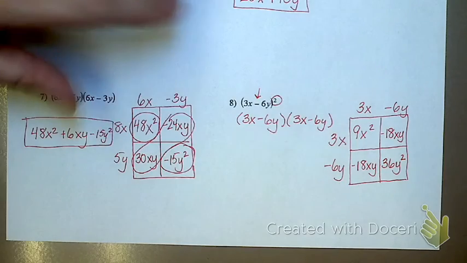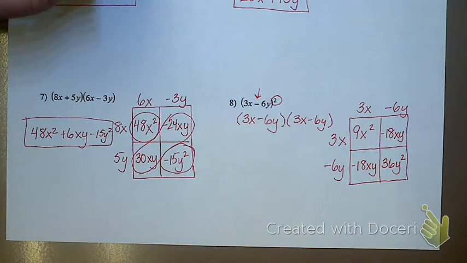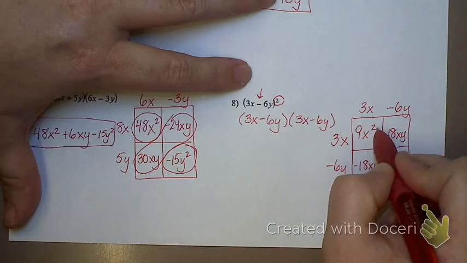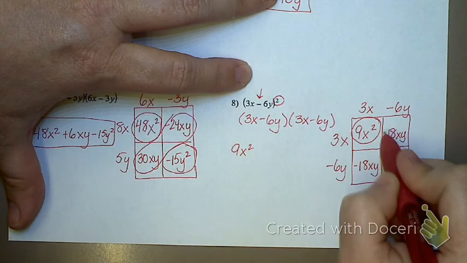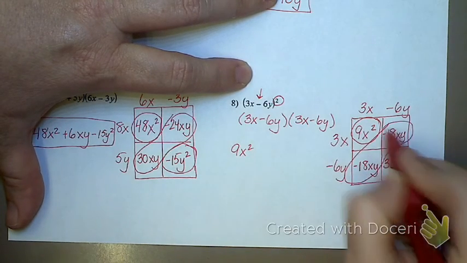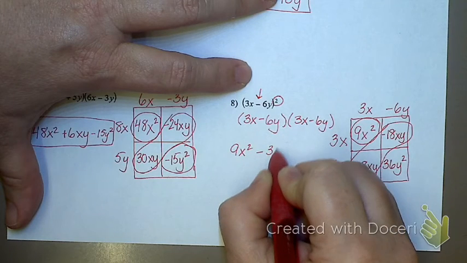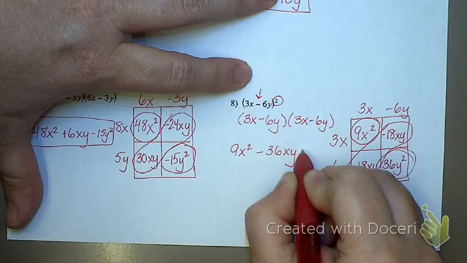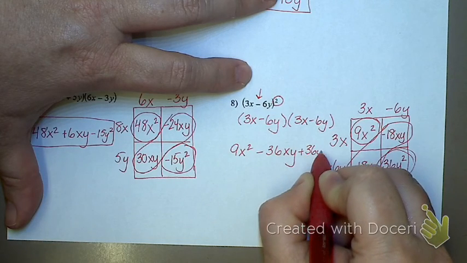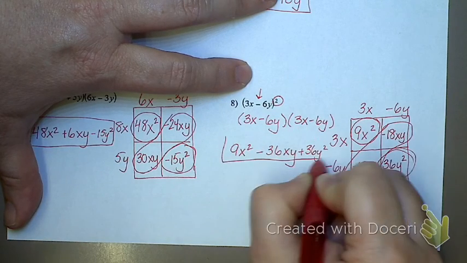I have x's and y's. X comes first alphabetically, so that's what determines standard form. So 9x squared, and then I got to do these guys, negative 18 and negative 18 is negative 36xy, and then last but not least, plus 36y squared, and that's my final answer.